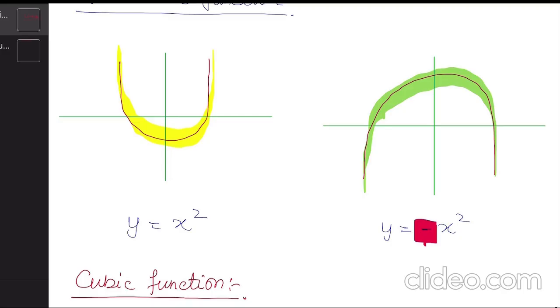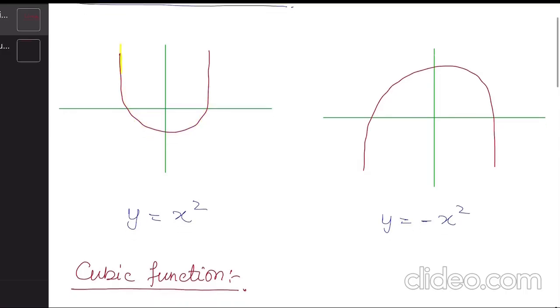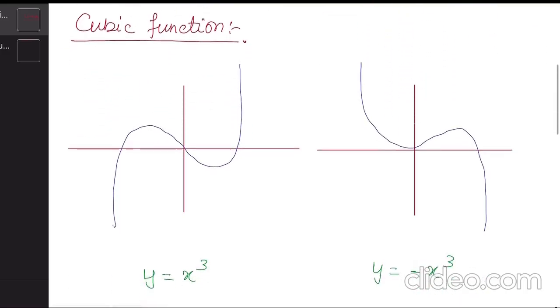So you can remember it from sets as well: if x squared is positive, it will be a U-shaped union, and if your x squared is negative, it will be an intersection shape, or the U-shape opening downward. Now the next one is the cubic function.